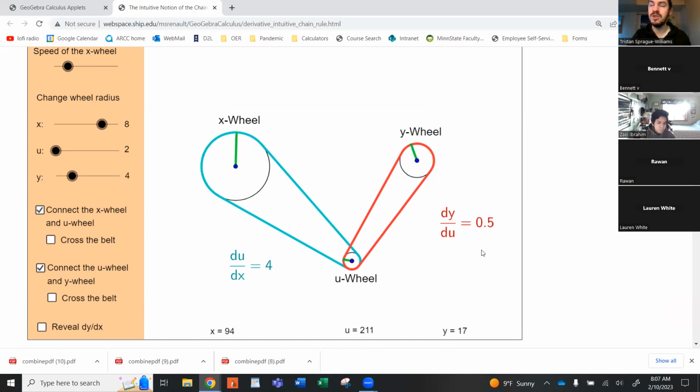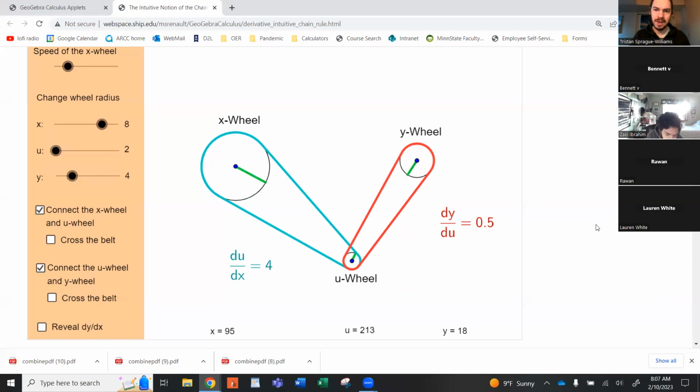The change in y with respect to u is the ratio of how much y changes for every one change in u. We can see that it actually takes 2 increases in u to cause a single increase in y, right? So what that means is for every increase in u, the y wheel only goes around half a time. One turn of the u wheel corresponds to only half of a turn of the y wheel. And that means the derivative of y with respect to u is 1/2.